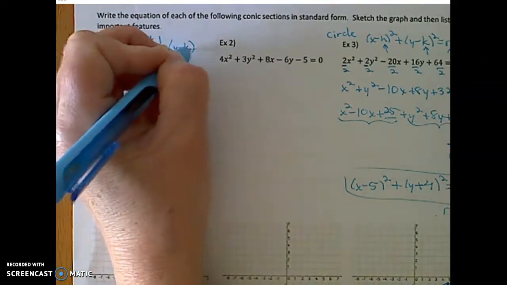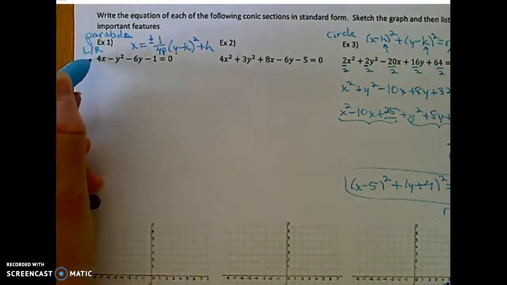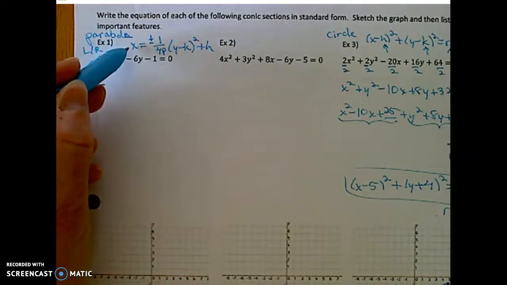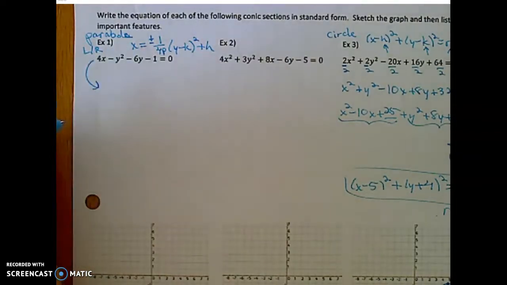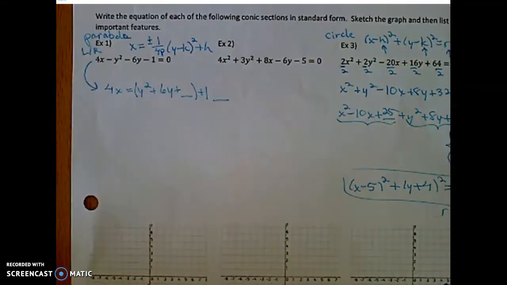Y minus k squared plus h. I don't know if we've done this yet. Can you please take a moment and start to write this in vertex form with an x equals? I'm going to pause and you're going to start to rearrange this equation to start to look like this.